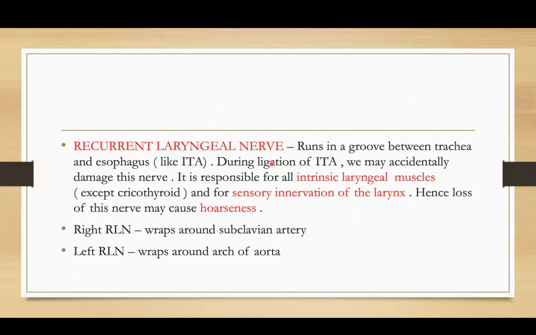And then we have the other nerve, the recurrent laryngeal nerve. It runs in a groove between the trachea and esophagus. And if you guys remember, I told you the inferior thyroid artery also runs in this same groove. So they run in the groove together. During the ligation of the inferior thyroid artery, we may accidentally damage this nerve, and it's responsible for all the intrinsic laryngeal muscles. So basically every muscle in the larynx, except the cricothyroid, because that was supplied by the external laryngeal. And it's also responsible for the sensory innervation of the larynx.